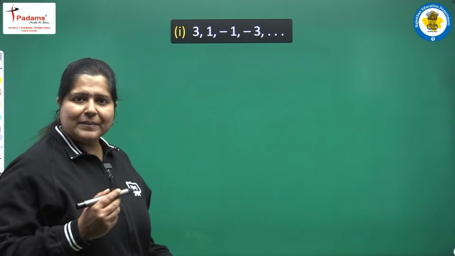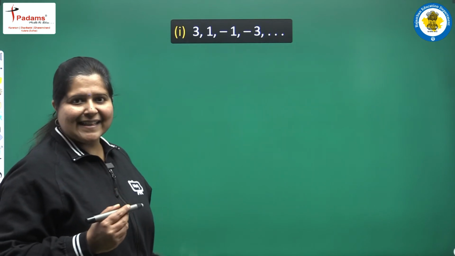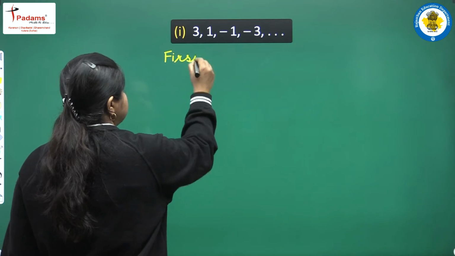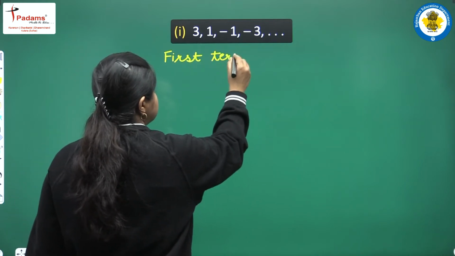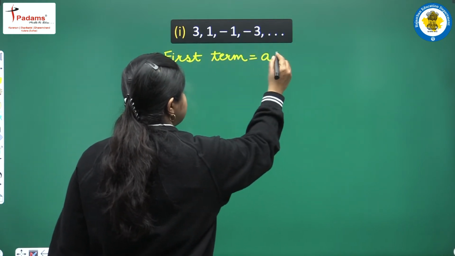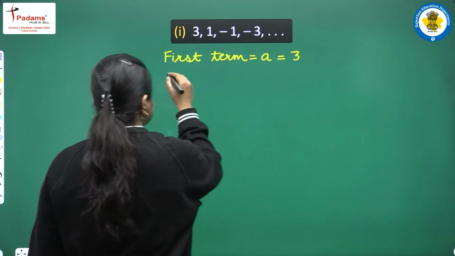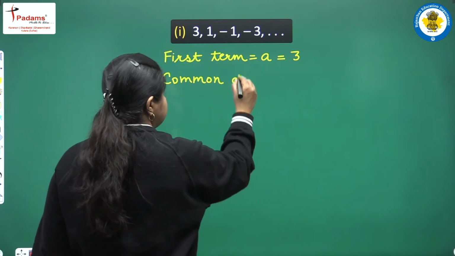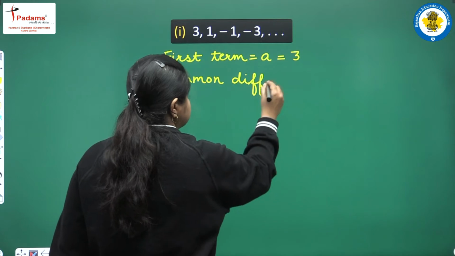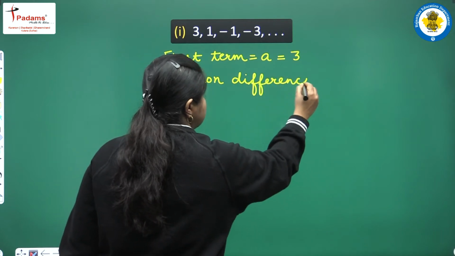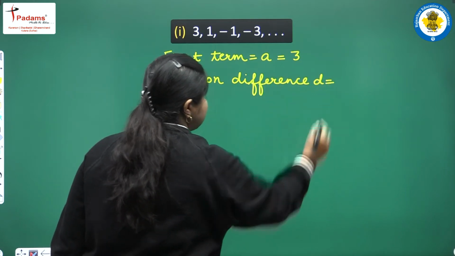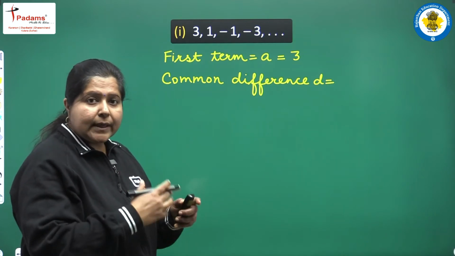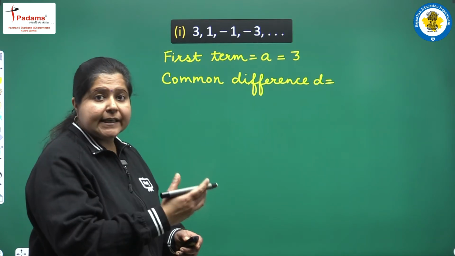So the first term we can tell just by looking, and yes, it is 3 here. The first term. We denote the first term by the letter small a, and it is 3 here. Now the common difference. It is denoted by the letter small d, and how do we get it? We get the common difference by subtracting one term from its succeeding term.